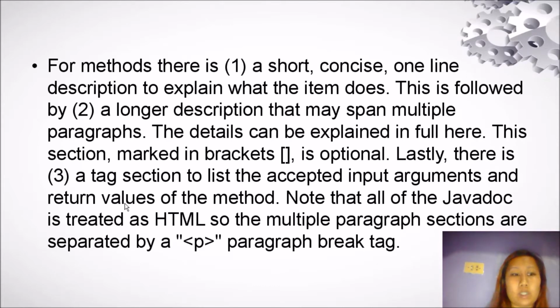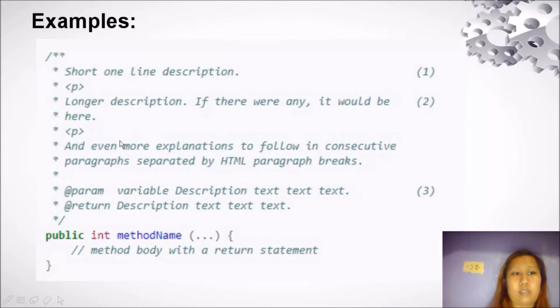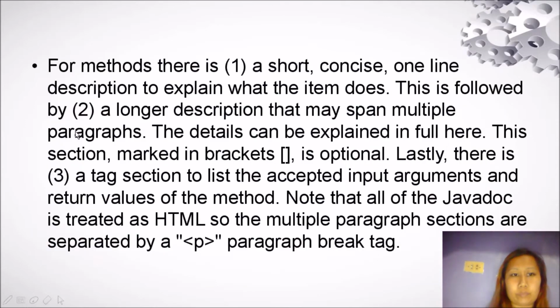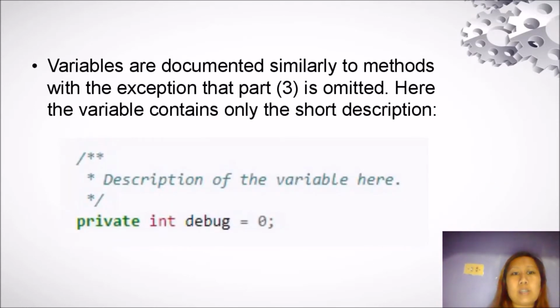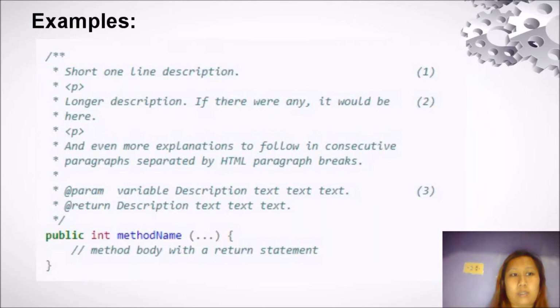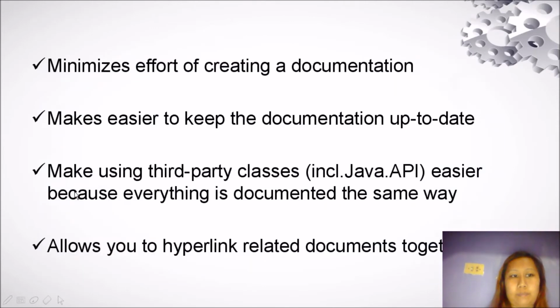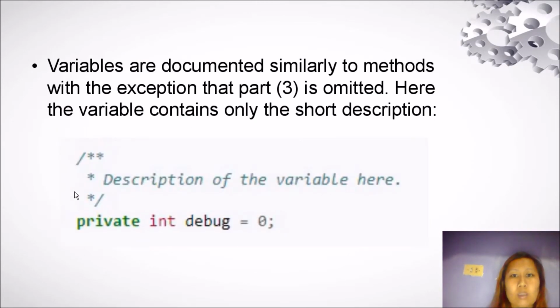Note that all of the JavaDoc is treated as HTML, so the multiple paragraph sections are separated by P, or paragraph break, just like this one. So variables are documented similarly to methods, with the exception that this one is omitted. The part 3 is omitted.